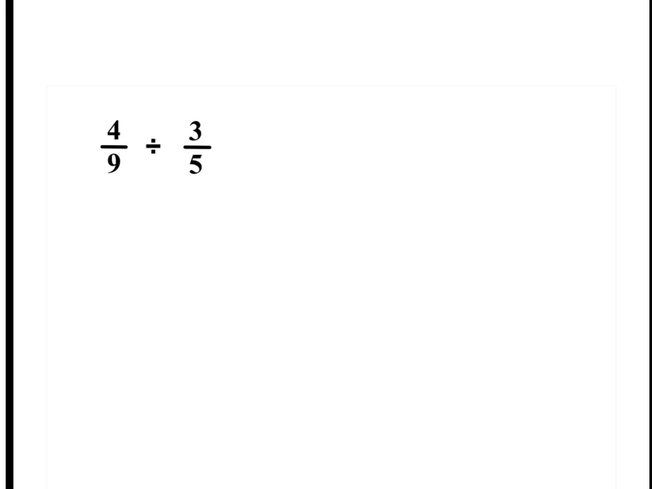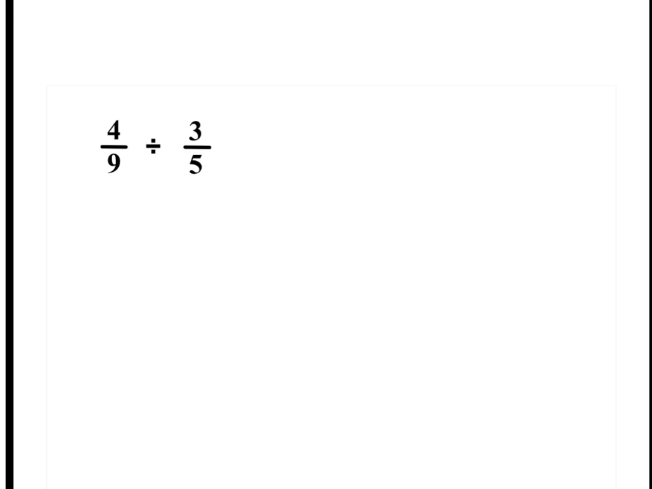Write this down. So we have 4/9 divided by 3/5. You cannot divide fractions, because a fraction itself is already a division problem. So you can't do a division by a division. It doesn't make sense. So what we do instead is we multiply by the reciprocal. The number doing the dividing is what becomes the reciprocal.